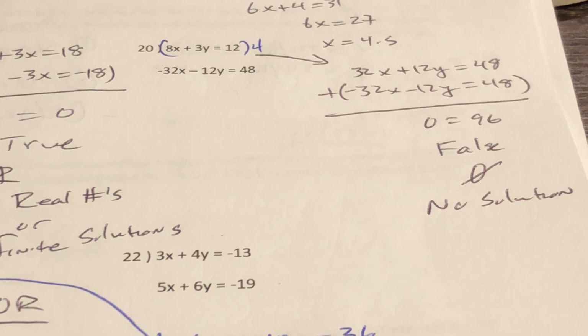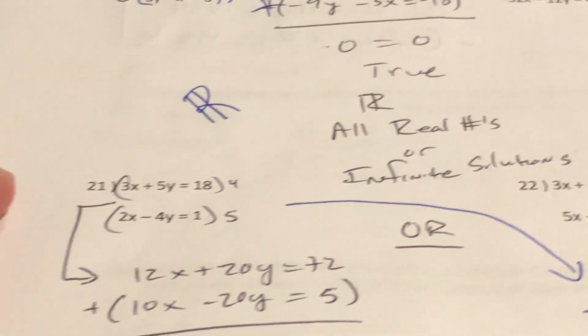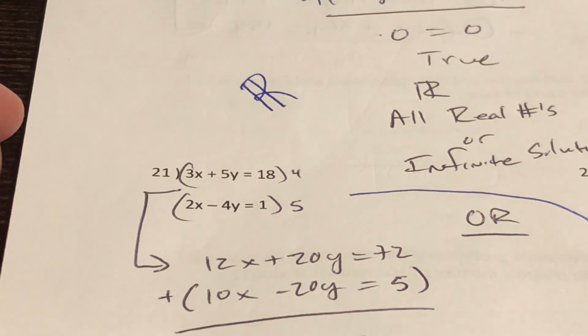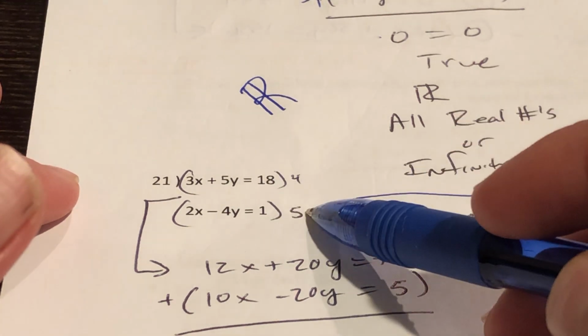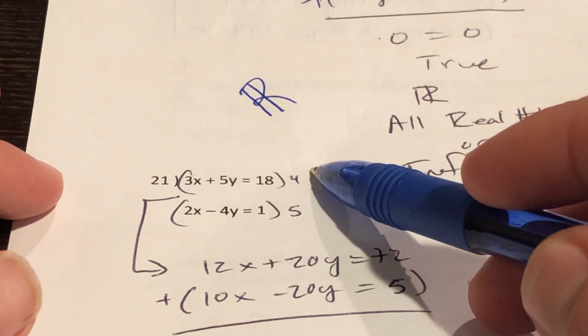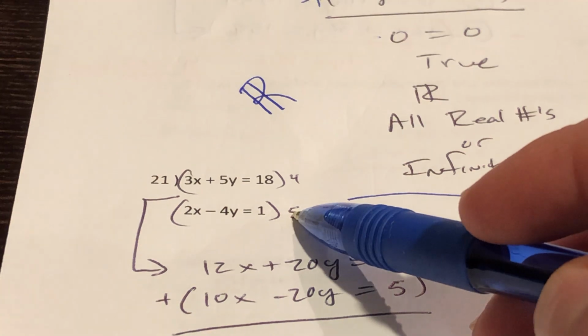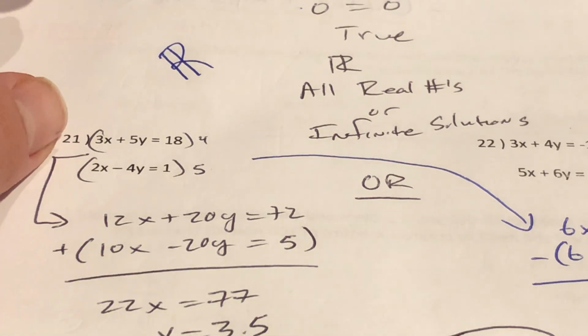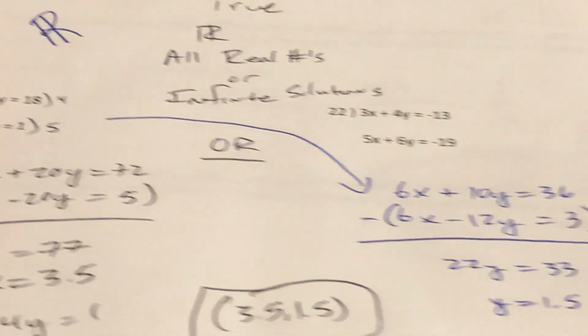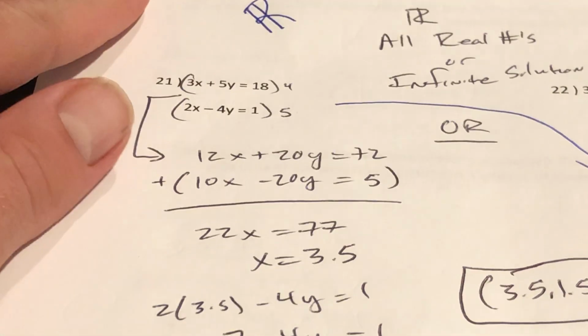Let's take a look at 21. I want to get rid of the y's because they have opposite signs. Hence why I multiply the top equation by 4, the bottom one by 5. If you want to get rid of the x's and multiply the top one by 2, bottom one by 3, that's fine. You're just going to have to subtract the two equations and not add them together. In fact, that is what I did over here. So we'll do it both ways.